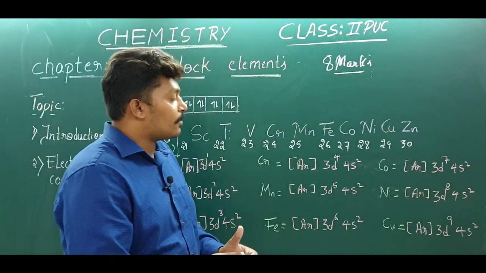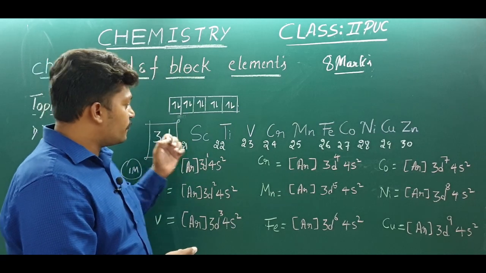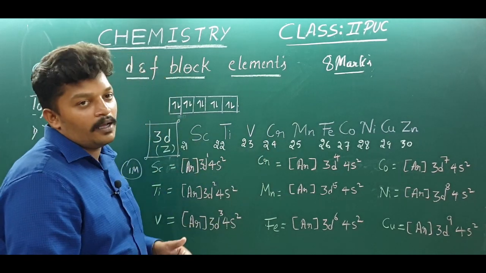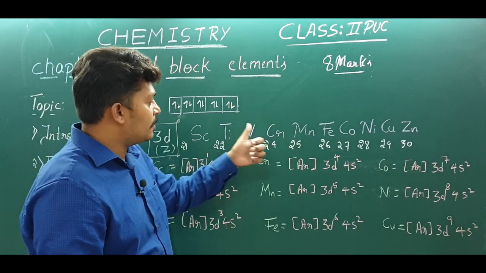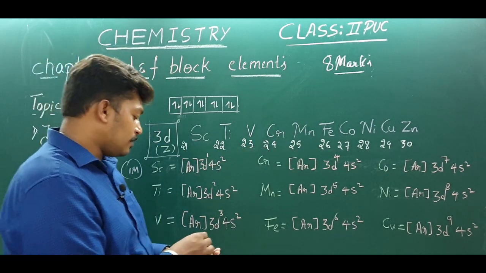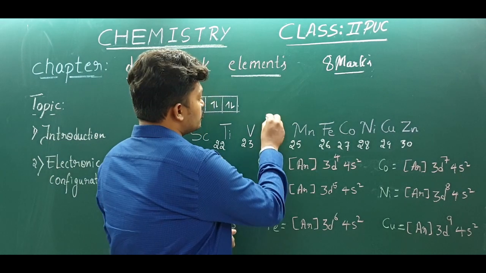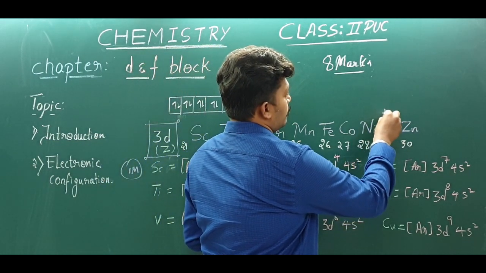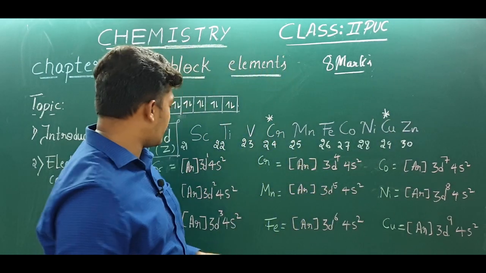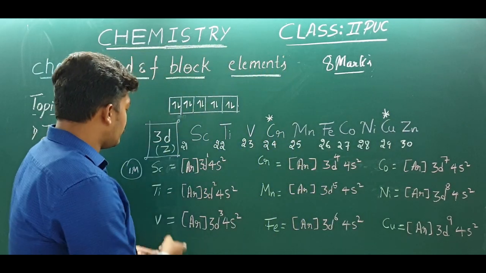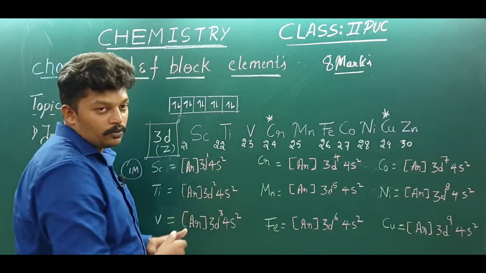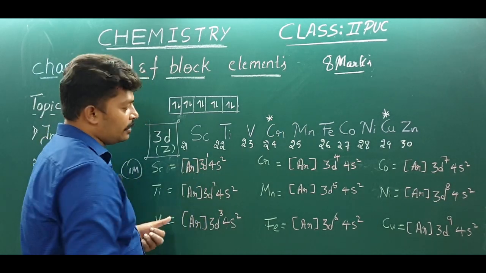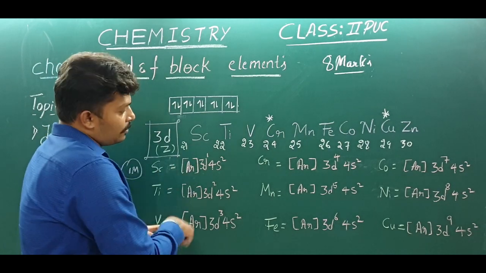There is a question regarding a few elements: write the electronic configuration for scandium, chromium and copper. So this is the most favorite question for examination. As you know, argon is 18, this is how you are going to fill. So 18 plus 2 is 20, then 21. So this is the electronic configuration. You can correlate here.